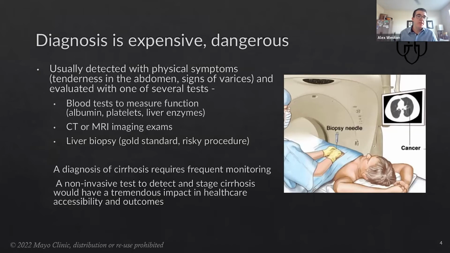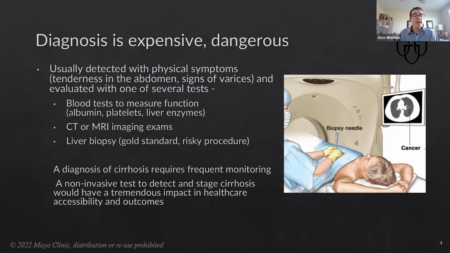So blood tests to measure the underlying liver function, for example, measuring albumin or platelet levels or certain liver enzymes. Imaging is commonly used, both CT or MRI, to determine the extent of fibrosis. But the gold standard is liver biopsy and subsequent pathology, which is, as you can imagine, a risky procedure. And because cirrhosis is a chronic condition, it requires frequent monitoring, often yearly checkups, or potentially even more frequently.